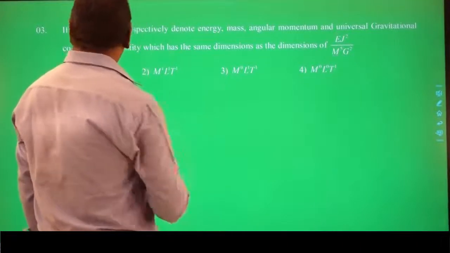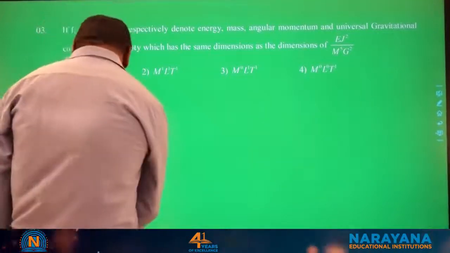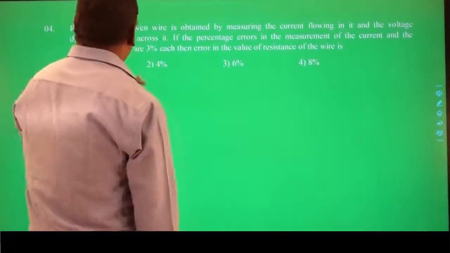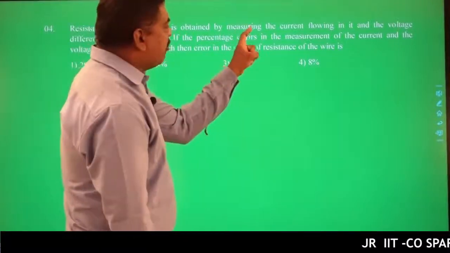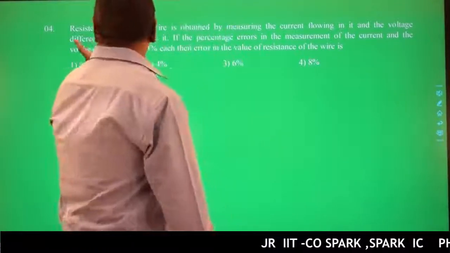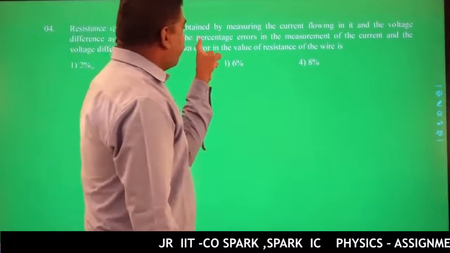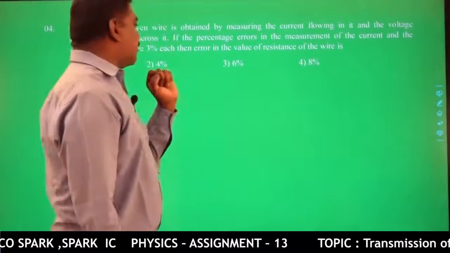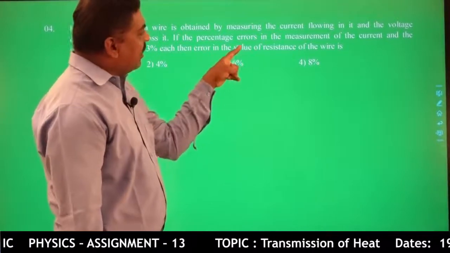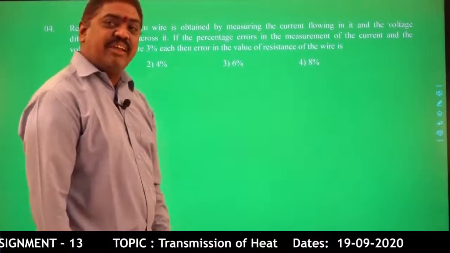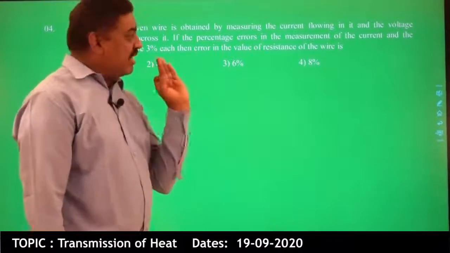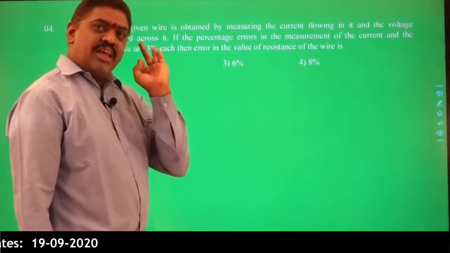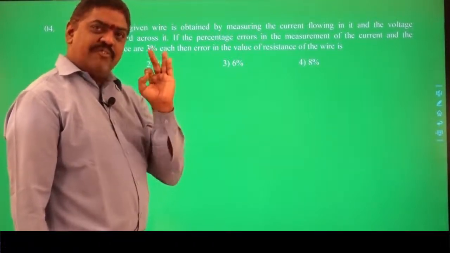That is the fourth one. We will go to the fourth problem right now. Resistance of a given wire is obtained by measuring the current flowing in it and the voltage difference applied across it. If percentage errors in the measurement of the current and the voltage difference is 3% each, then error in the value of resistance of the wire is. He wants the error in the value of resistance. Got the idea? What actually he wants? Error in the value of resistance.